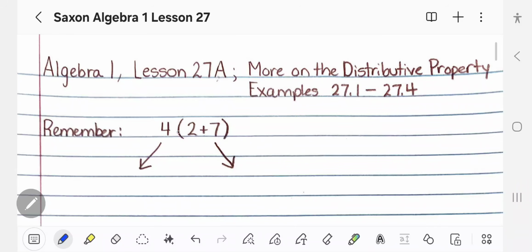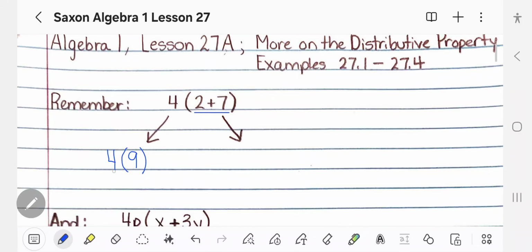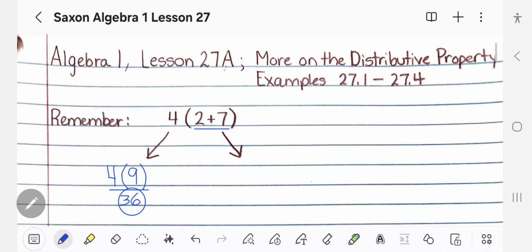Now, if you were to do a problem like this, you would normally just go ahead and do what's in the grouping symbols, the symbols of inclusion, and you would say that that is the same as 9. You'd leave it in the parentheses and copy down the 4. Then you could go ahead and do that multiplication, and you would get 36 as your answer. And that's the right way to do that. That's good. Now, you could do it another way, and the other way would show that the distributive property works.